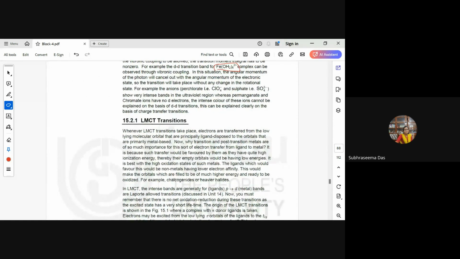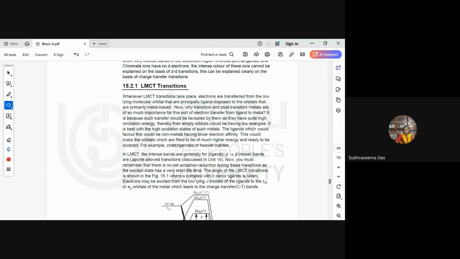Now coming to LMCT, that is ligand to metal charge transfer transition. Whenever LMCT takes place, the electrons are transferred. As the name implies, the electrons are transferred from the low-lying molecular orbitals that are principally present in the ligands to those that are metal based.